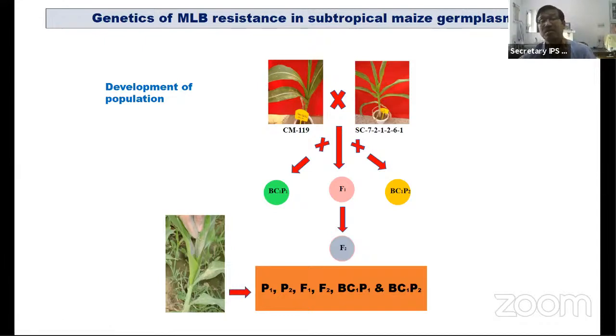In another study, the development of the population. In this case, we did crossing between the highly susceptible CM119 and SC7, the highly resistant one. And in the F1, selfing was done. After F1, the F2 was developed, and next, 2 more backcross populations we obtained. These are BC1P1 and BC1P2. For BC1P1, we did backcrossing with the susceptible parent, and P2 was crossed with the resistant parent. And we got the populations.